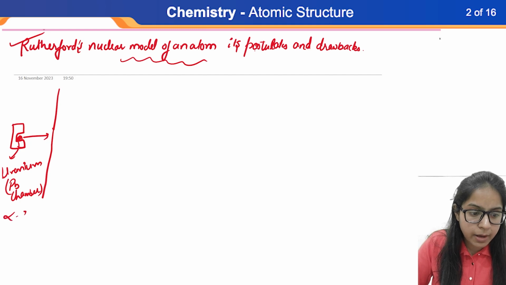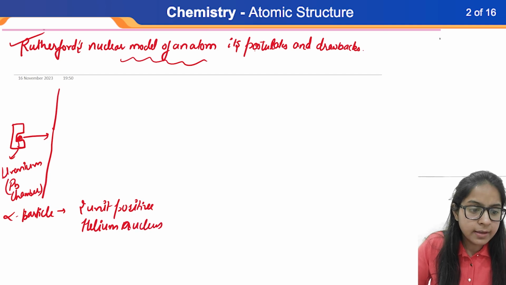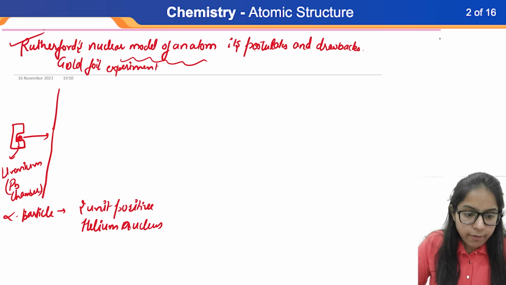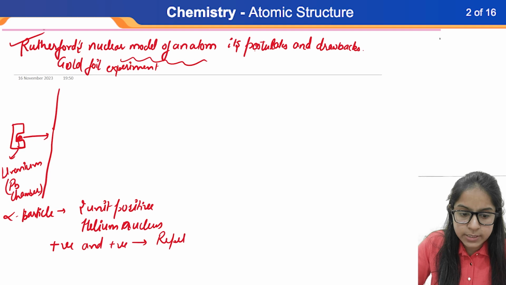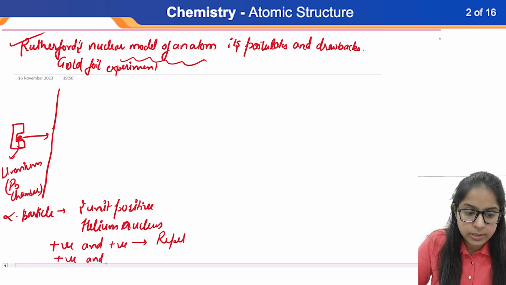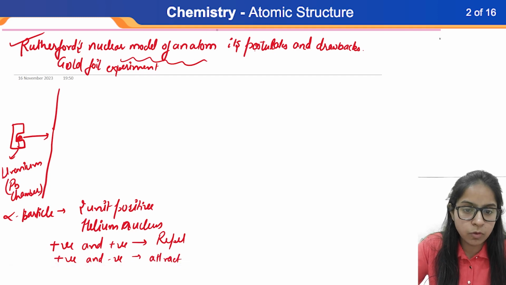Alpha particles are what? Alpha particles are 2-unit positively charged helium nuclei. Now, before further explaining this Rutherford gold foil experiment, I want to ask you: positive and positive are going to repel each other, right? Repel, and positive and negative attract each other. So I am going to explain the postulates of Rutherford atomic model by this.